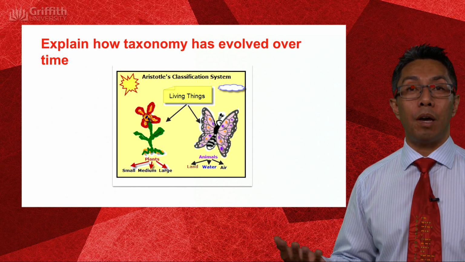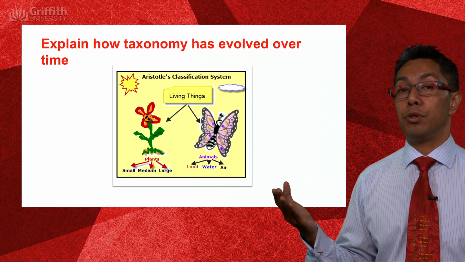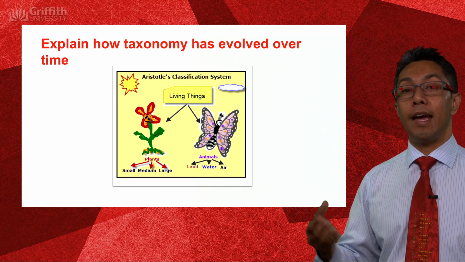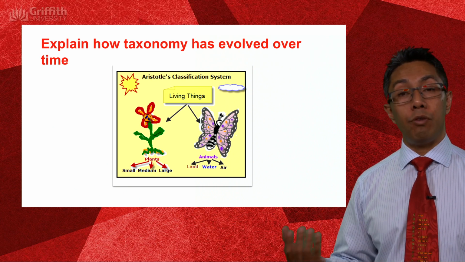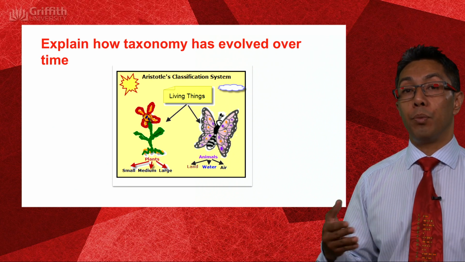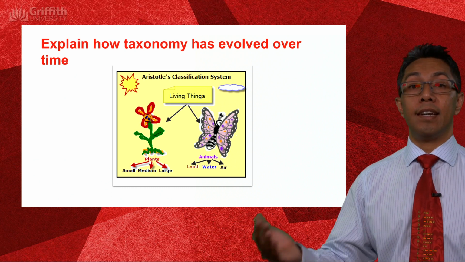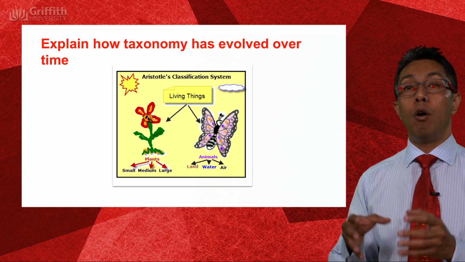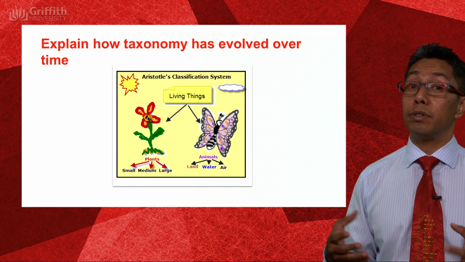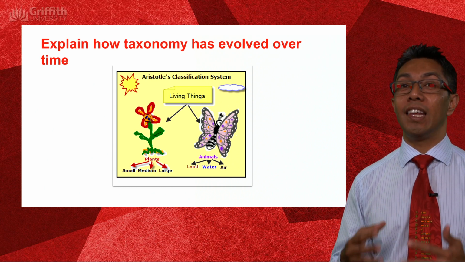The first topic that we're going to have a look at is taxonomy. What I want you to be able to do here is explain how taxonomy has evolved over time. Taxonomy really just comes from the word taxa meaning group, and onomy meaning the study of. So really taxonomy is the study of putting things into groups. Because this is biology, the things that we are putting into groups are living things.